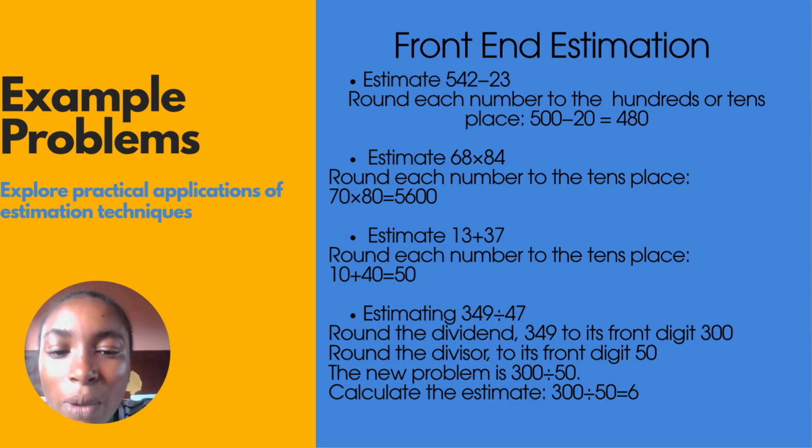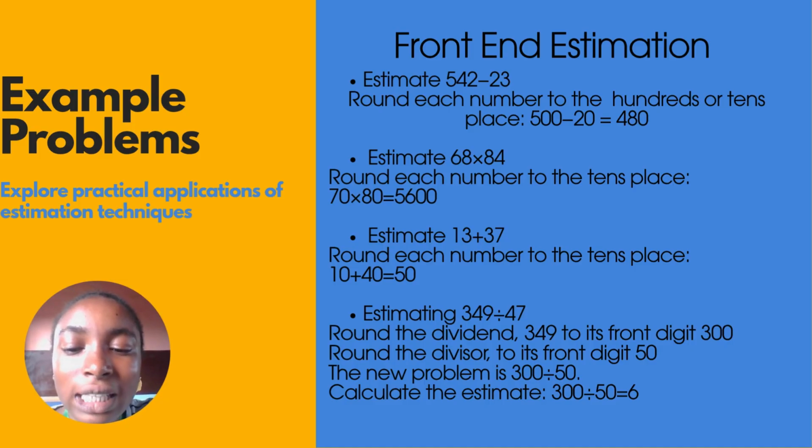Now we have estimate 68 times 84. So what do we do? We round each number to the tens place. 68 becomes 70 since 8 will round up, while 84 becomes 80 since 4 will round down. So 70 times 80 is what? 5,600.